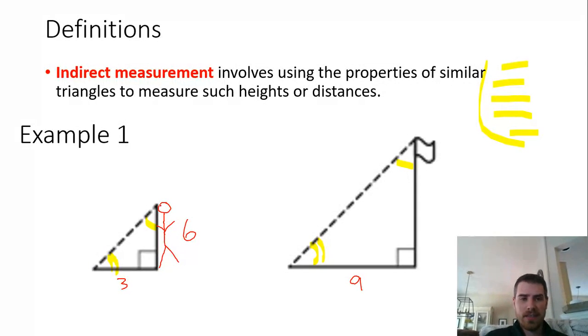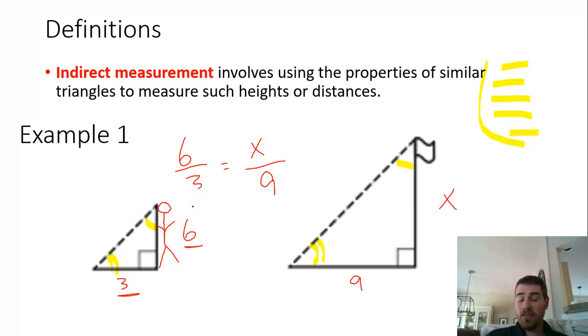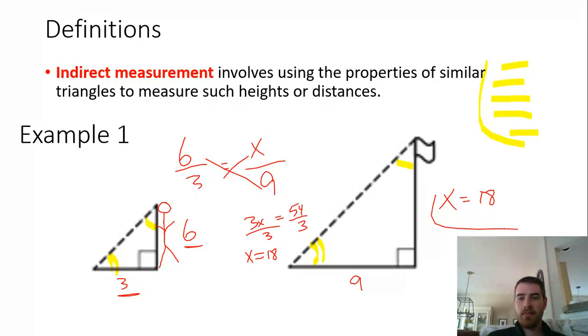So that means that 6 over 3, using right here, 6 and this 3, is going to be proportional to my height of this flagpole, x over 9. And you need to cross multiply and solve for this. So that gives you, let's see, 3x equals 9 times 6, so 54 divided by the 3. Well, let's see, that ends up being 18, I believe. So x equals 18. So you got a height of 18. Boom. So you'd say your flagpole is 18 feet. A little bit of math magic for you.